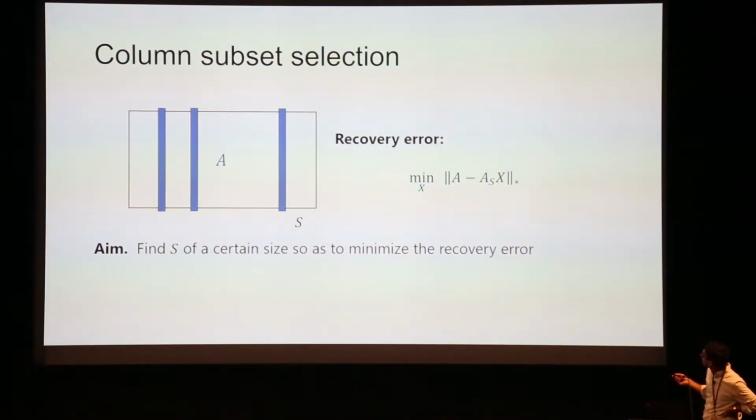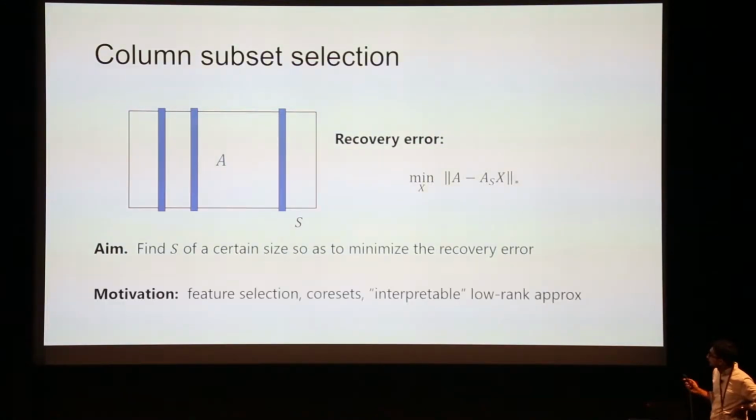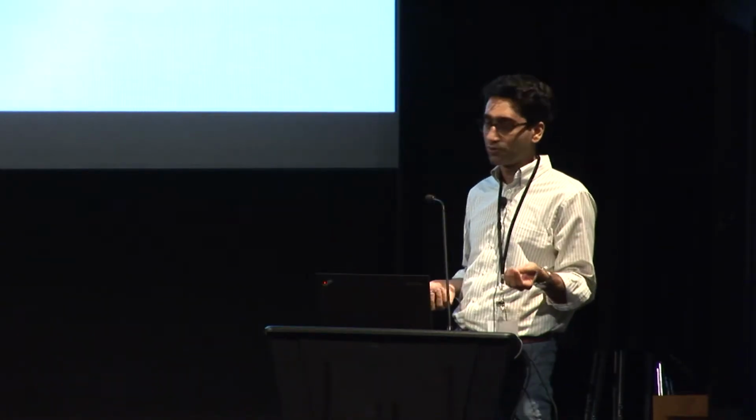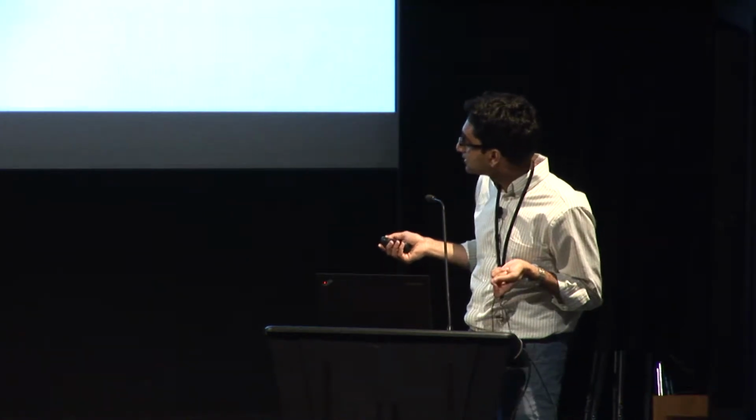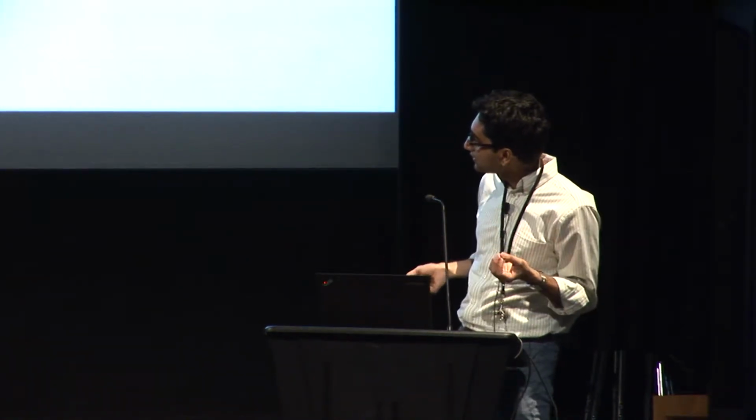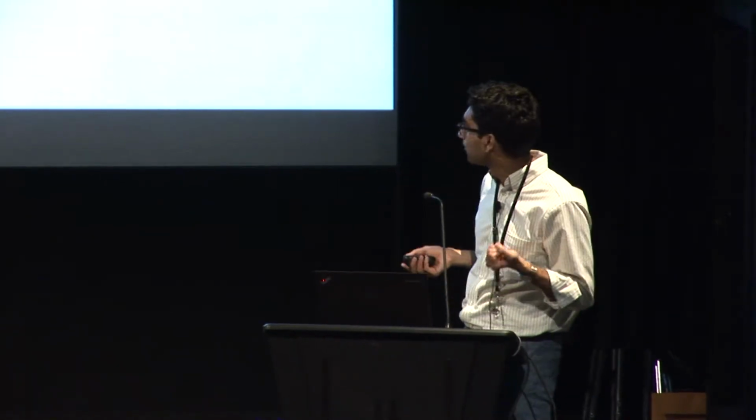So this is column subset selection, and usually you can ask it in any norm. This is the aim of column selection, and your goal is usually that you're given some budget on the number of vectors you're allowed to pick. There's a lot of motivation for this, ranging from feature selection, where you want to select a subset of features, to core sets, because this is essentially approximating the whole matrix using a small number of points. And more interestingly, you can think of this as some kind of interpretable low rank approximation.